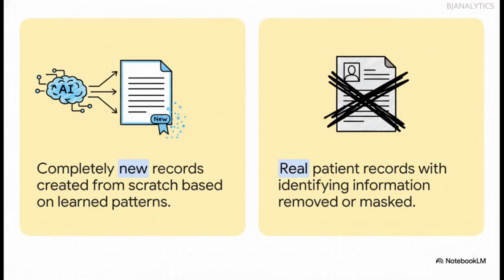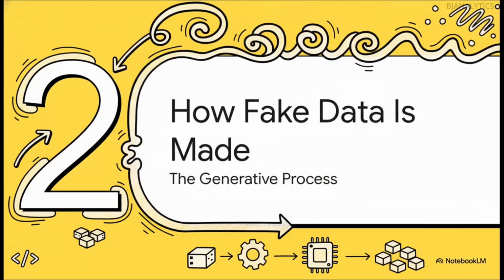And let's be really clear about something. This is not the same as anonymization, where you just go in and strip names off real records. And it's not de-identification either, where you just mask certain fields. Both of those methods are still working with the original patient data. Synthetic data, on the other hand, is built from scratch. It's totally new. Which, of course, leads to the next big question. If it's totally new, how in the world is this fake data actually made? Let's take a look at the generative process.